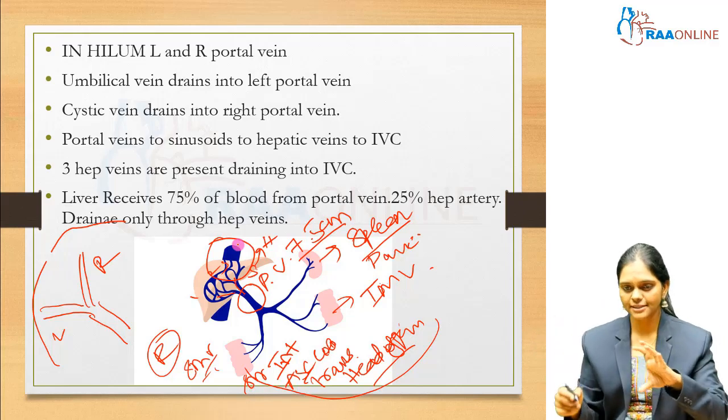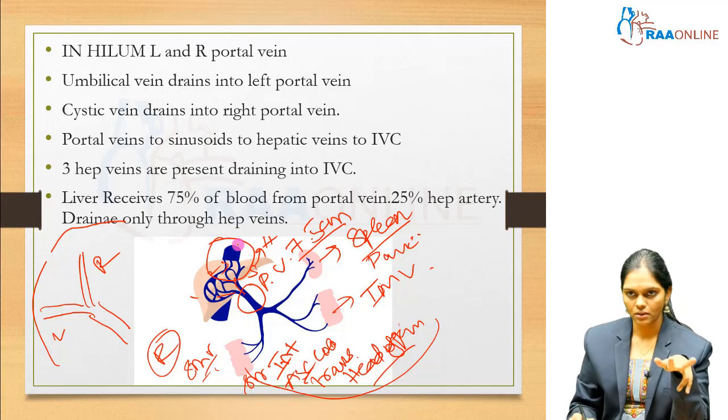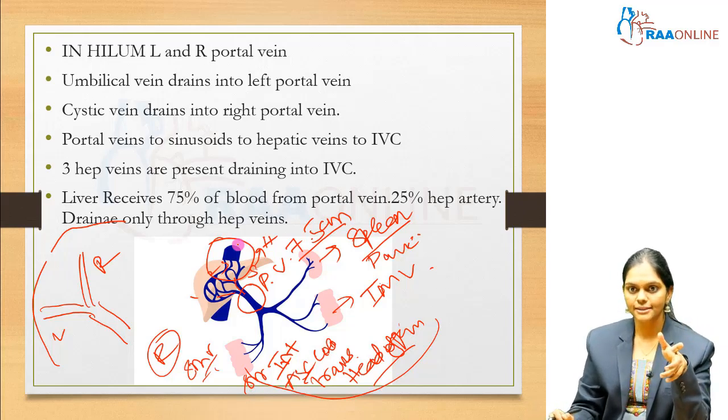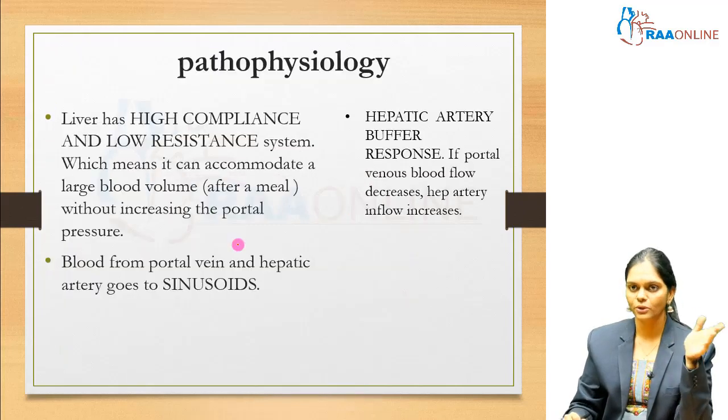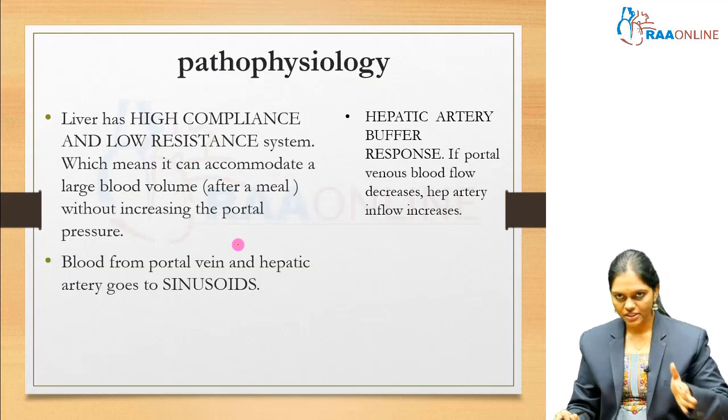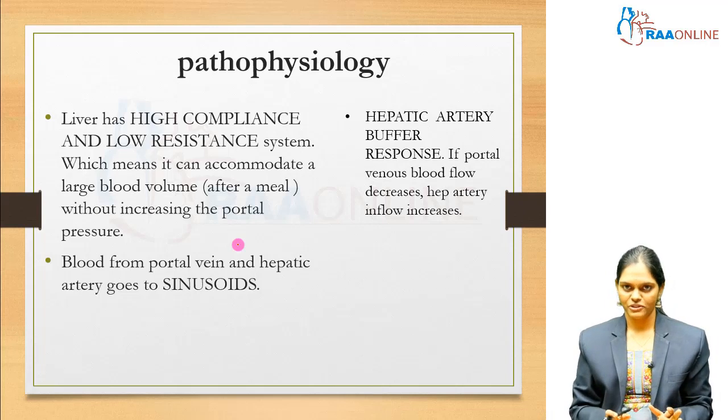So, now we understand that the liver receives dual blood supply, one from the portal vein and the other from the hepatic artery. So, 75% from the portal vein and 25% from the hepatic artery. Yet, we have to understand that only hepatic veins are going to drain the blood from the liver. Though there is a dual blood supply, drainage is through hepatic veins into the IVC. Okay. So, after this understanding, we will go into the pathophysiology.